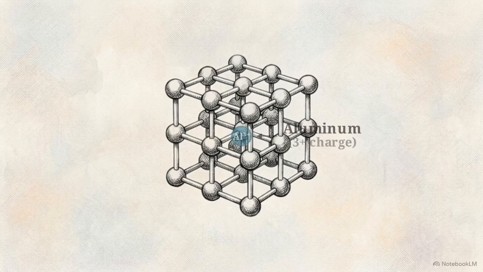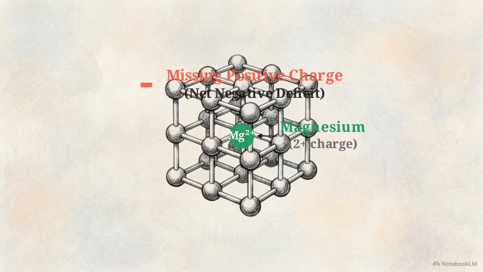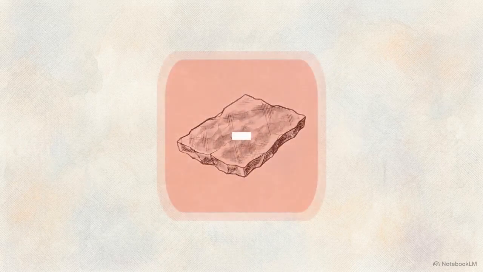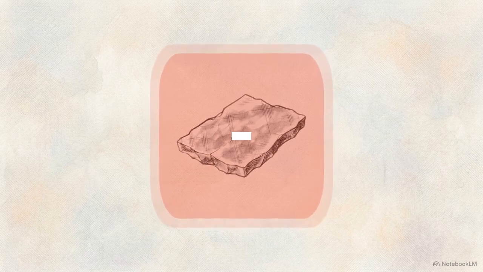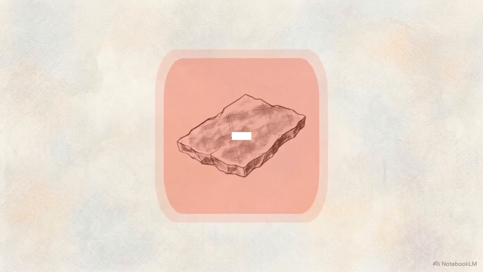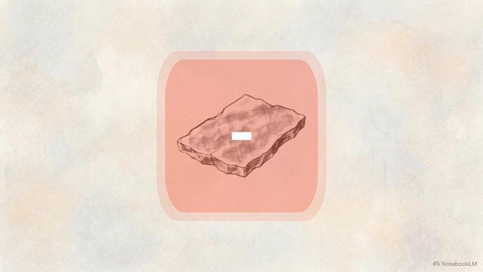However, natural clay is rarely perfect. During its geological formation, a structural anomaly often occurs within the lattice. Inside the central alumina layer, a single magnesium atom with a 2+ charge occasionally substitutes for an aluminum atom with a 3+ charge. Because a 2+ charge has replaced a 3+ charge, the entire unit layer is left with a missing positive charge.